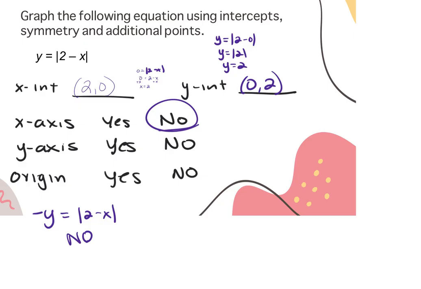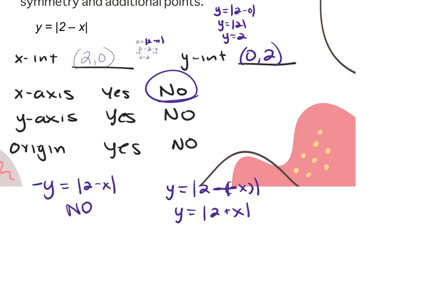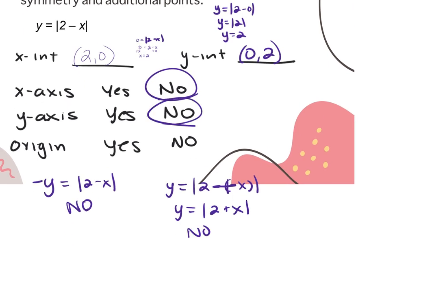To test for y-axis symmetry, what am I going to do? Make x a negative x. So it's minus a negative x. Minus a negative becomes positive, and I get y equals absolute value of 2 plus x. Does that equal the original? Okay, it didn't go back to the original, and only one sign changed. Every single sign has to change. So it also does not have y-axis symmetry.